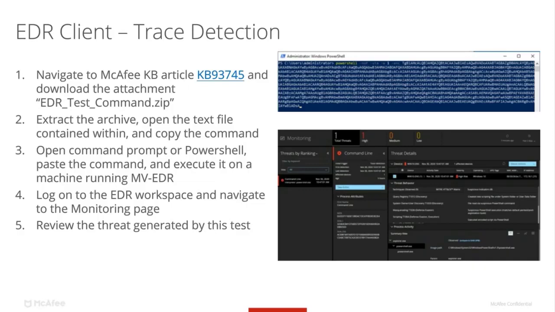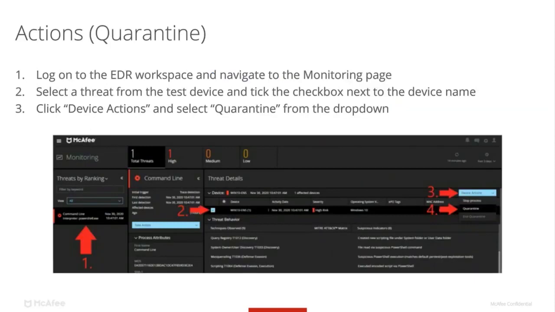Finally, to verify that actions performed from the cloud are actually taking effect on the endpoints, we're going to quarantine the same device that we just performed that threat detection test on in the previous step. All you need to do is log on to the EDR workspace, navigate to the monitoring page that you were just on where that threat was generated, and select a threat from the test device. In this case, we're just using that same threat and the same device, but hypothetically, this could be any other device that you've used to generate a threat and verify that it's working, or a legitimate threat from a device that's already being protected.